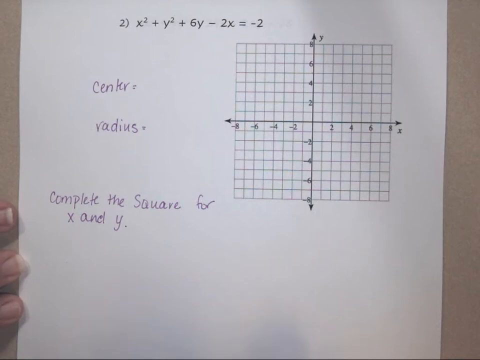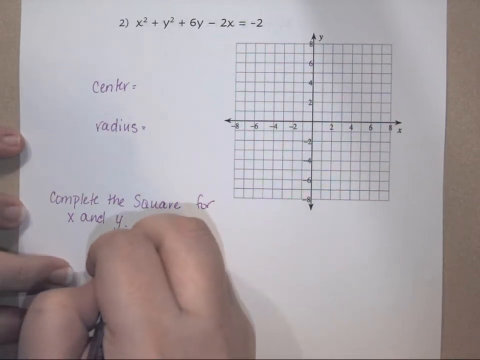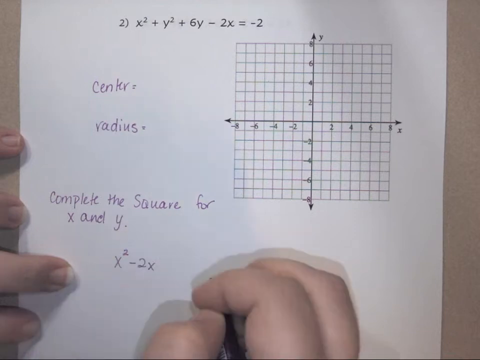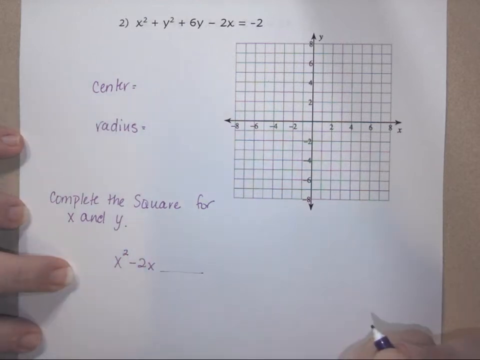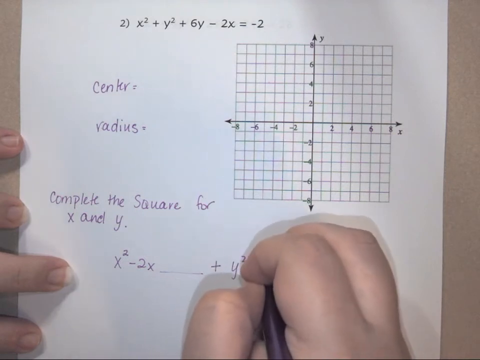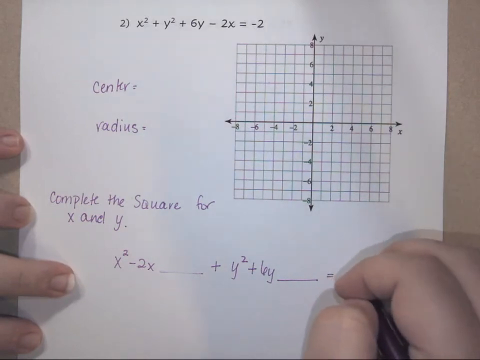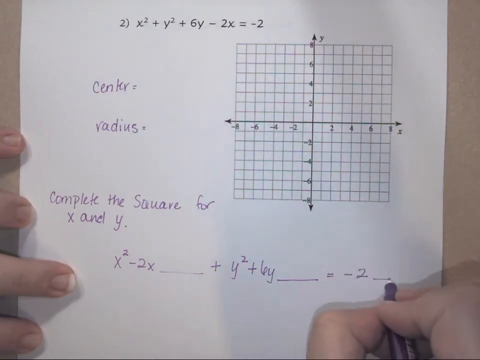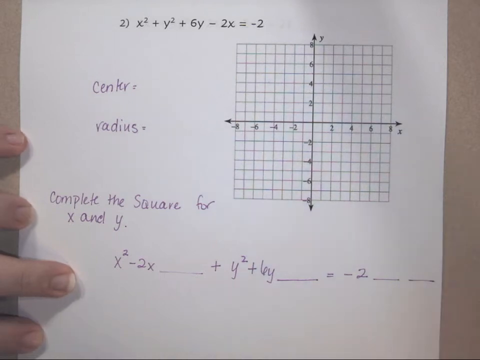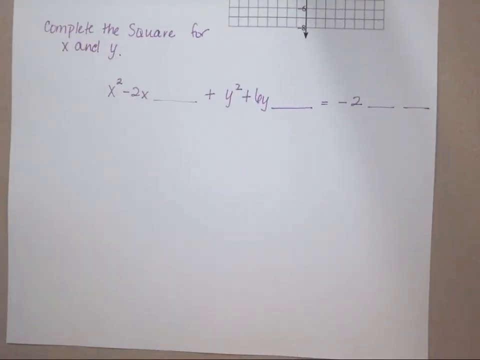The first thing I need to do is group my x terms together. So here this is going to be x squared minus 2x. I'm going to give myself a space, and then I have y squared plus 6y, and I'm going to give myself that space, and this equals -2. And here I've got 2 spaces. So to complete the square is very simple. I have an x term and I have a y term. So first let's go ahead and look at the x.